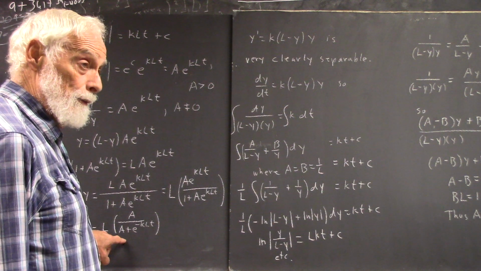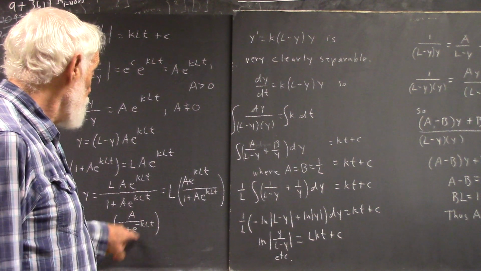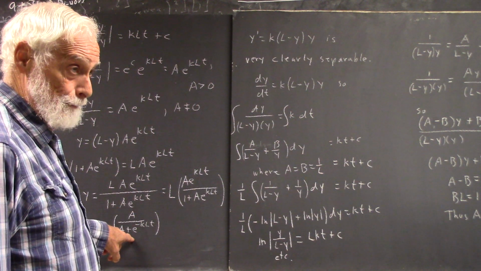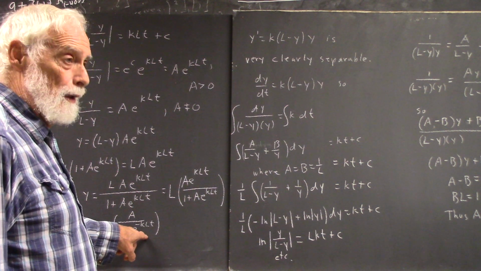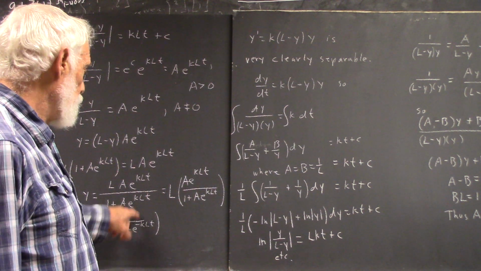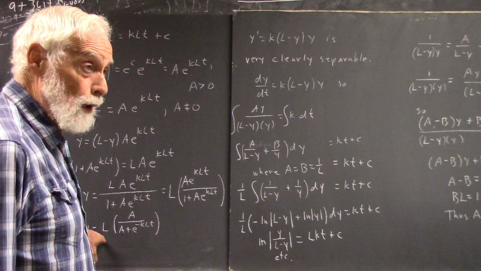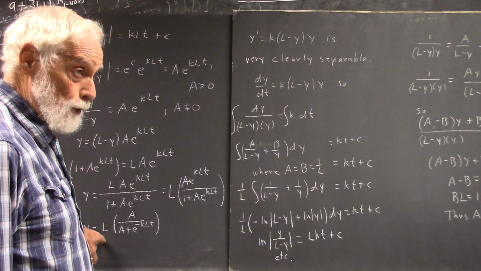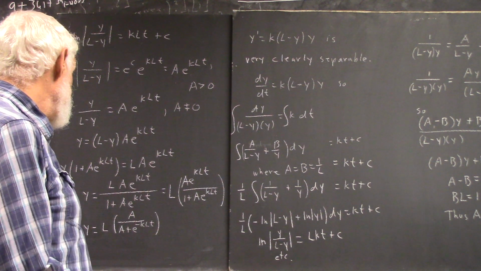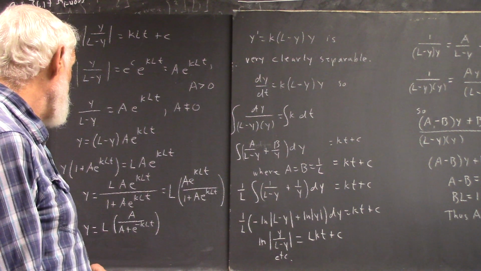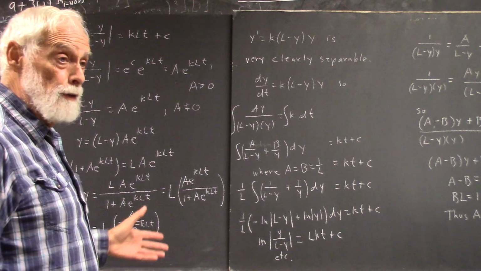Same thing, but it's a little easier to write this out with formal limits. Okay? Because the limit is so obvious. This approaches 0, therefore this approaches A over A, and y approaches L. Okay? Make sense? Okay, well there's your solution.